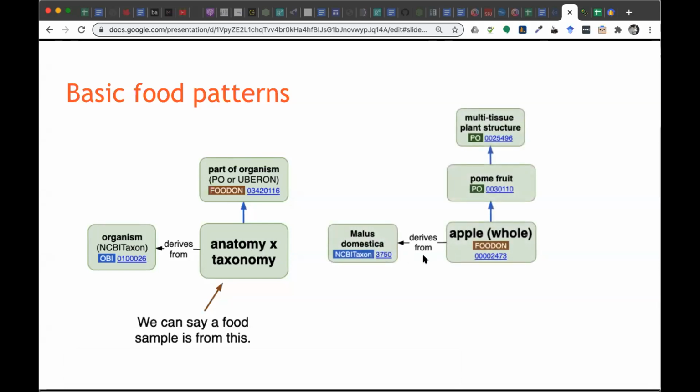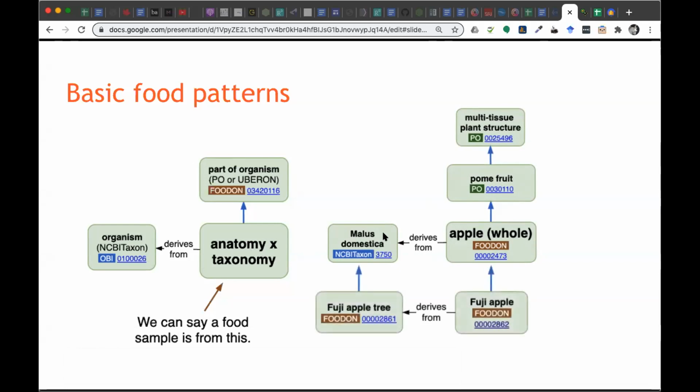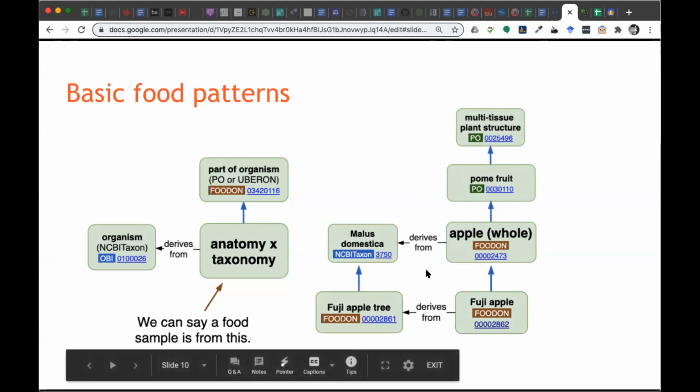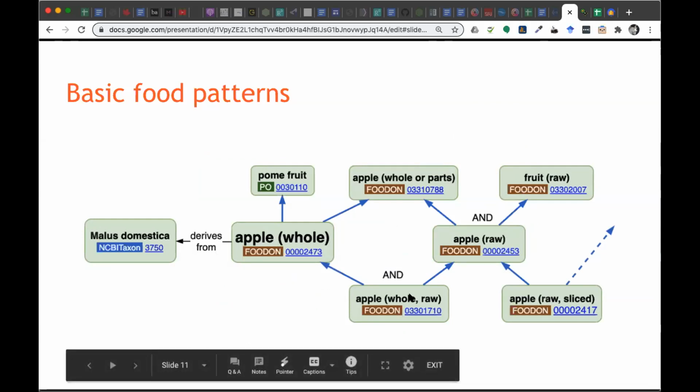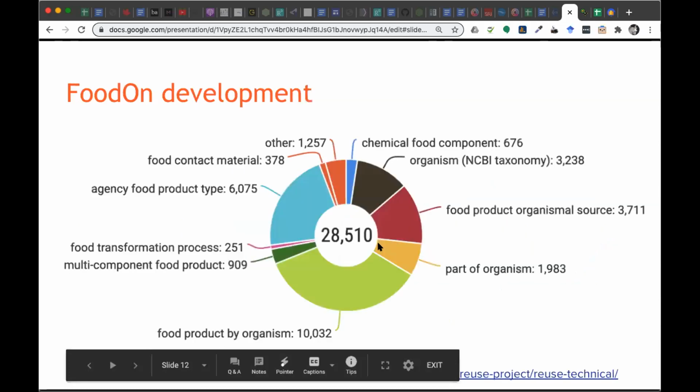So here's an example. An apple whole is a pome fruit. That's the anatomical part, and it derives from Malus domestica. We can further specialize that into a Fuji apple from a Fuji apple tree. So the other thing that happens then is you move on from just having a whole apple. You get to start talking about other states of that apple. Here it's raw. Here it's sliced, and there are processes involved.